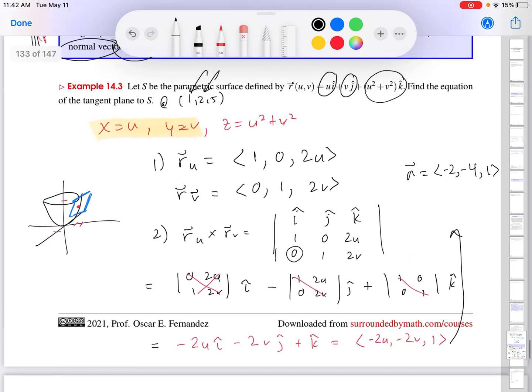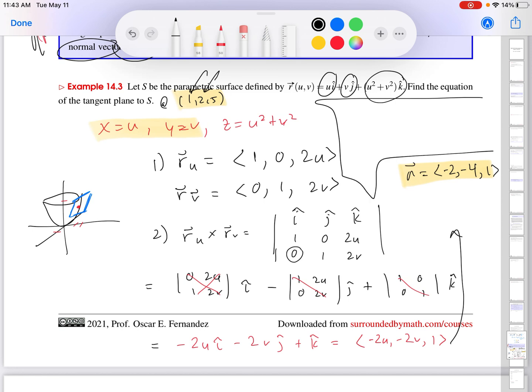And at this point, I am back to where I was in the first few lessons of the course. I have a normal vector, I have a point, and I'm now going to find the equation of the plane by just using the formulation we had earlier on in the course. So I have the x component of the normal vector times x minus the x component of the point, plus the y component of the normal vector times y minus the y component of the point, and then the z component of the normal vector times z minus the z component of the point, equals 0.